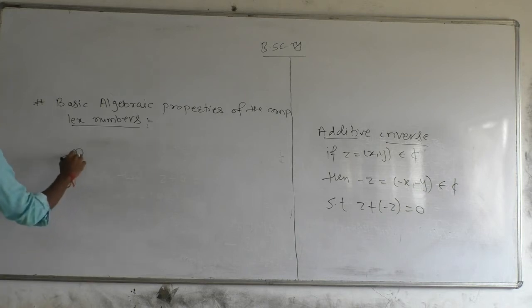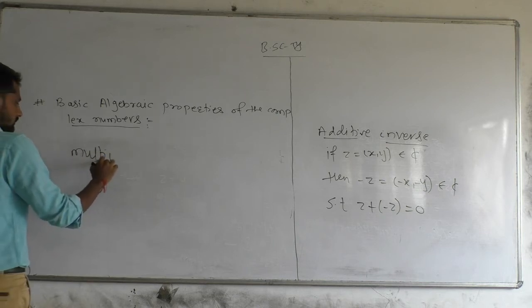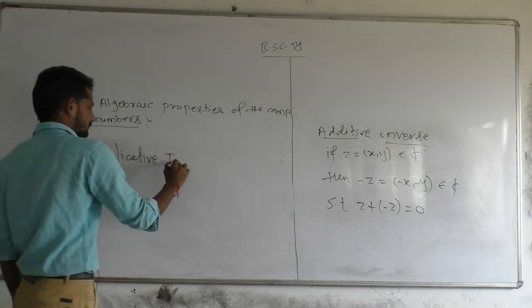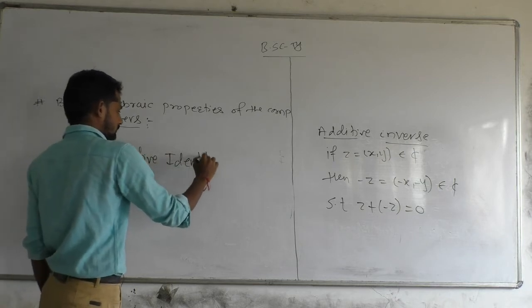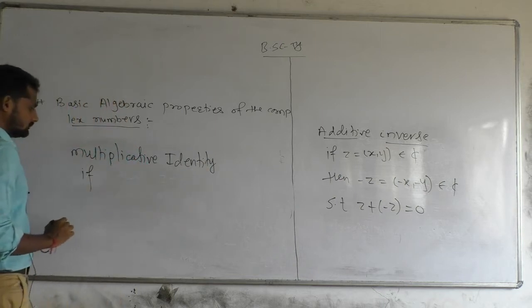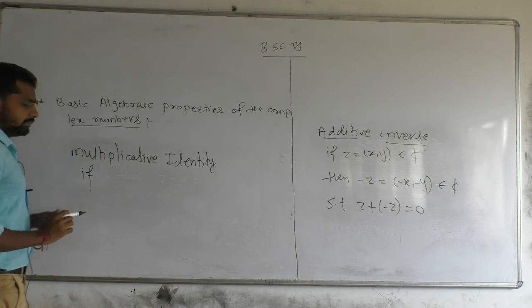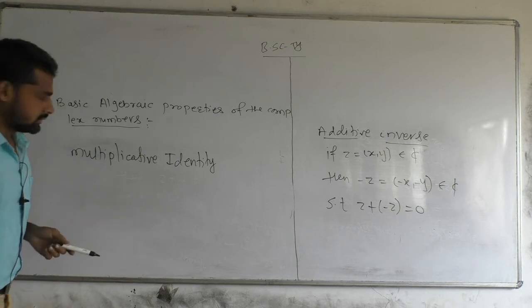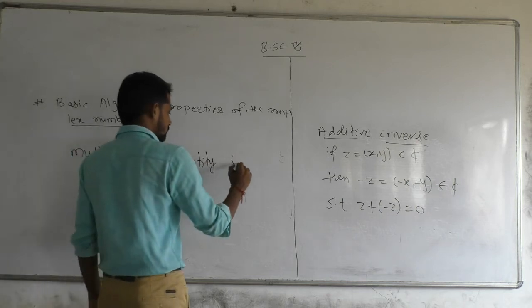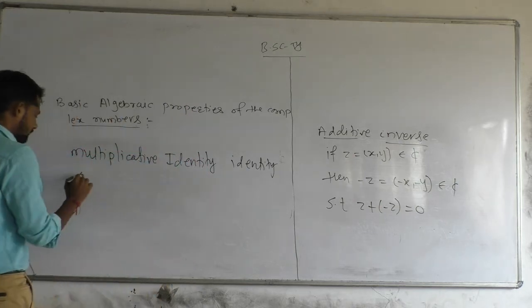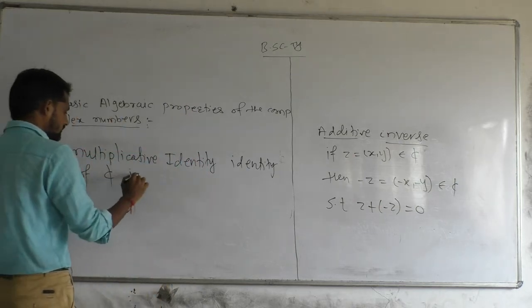Multiplicative identity. Now, the multiplicative identity of a complex number is 1.